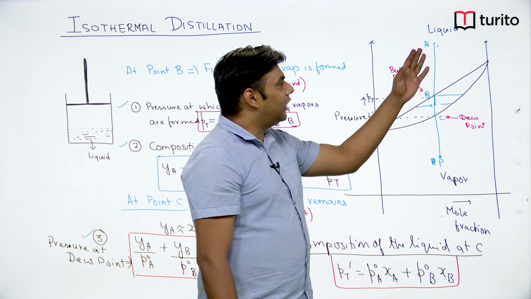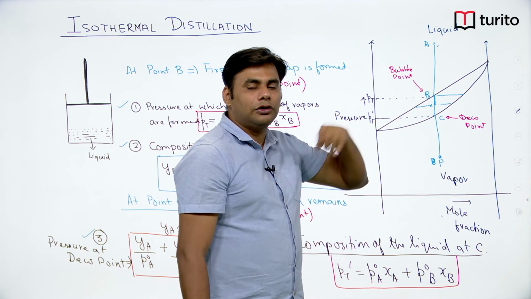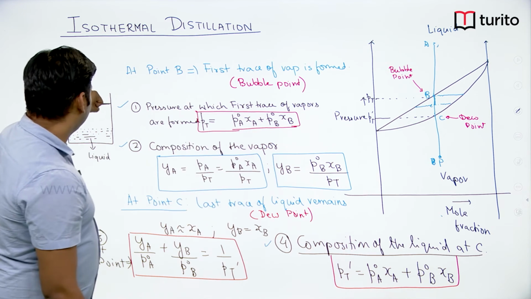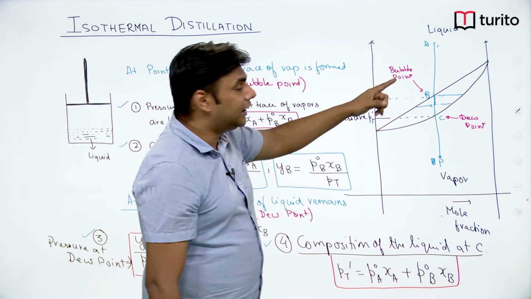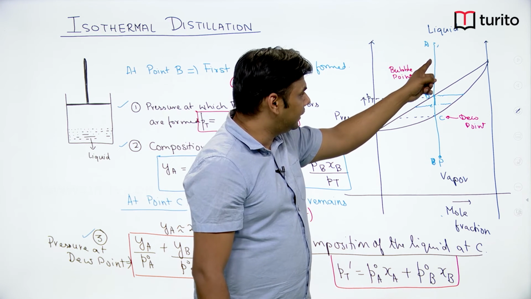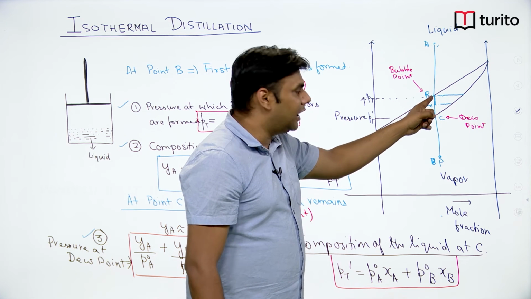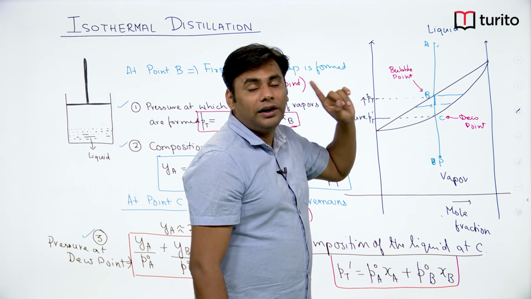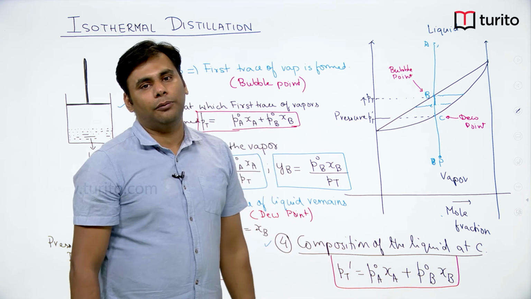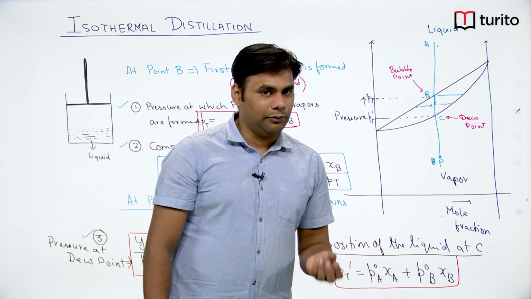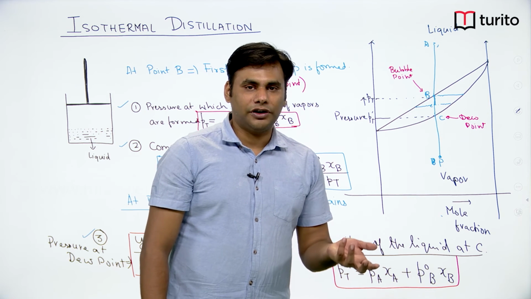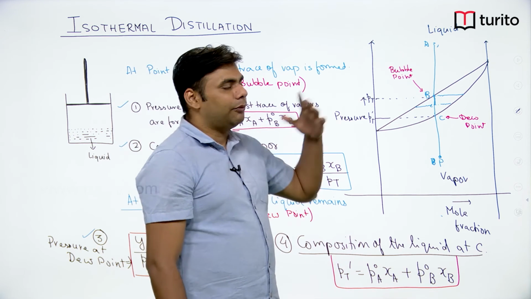Now what we are doing, at a constant temperature, we are just lowering the pressure. So we are taking this piston outside, so the pressure starts decreasing. Suddenly a point B came. At this point the first trace of vapor appeared. If the first trace of vapor is appearing, you can clearly see bubbling in the solution. So that vapors are formed. So that is called the bubble point.